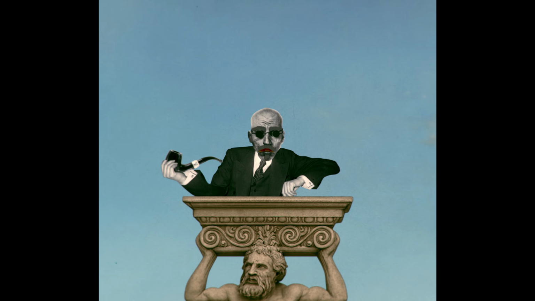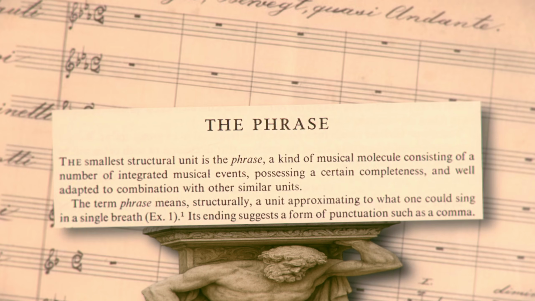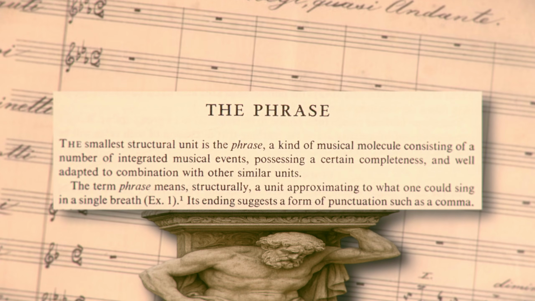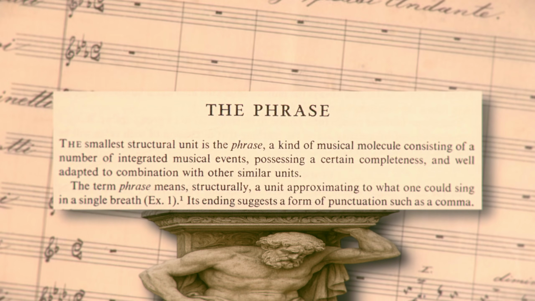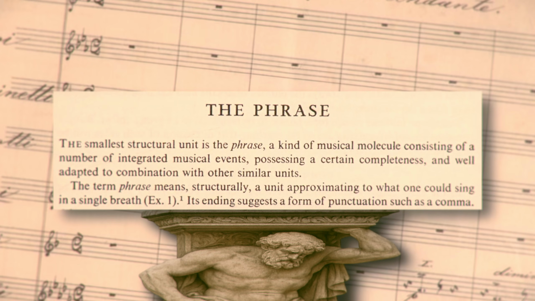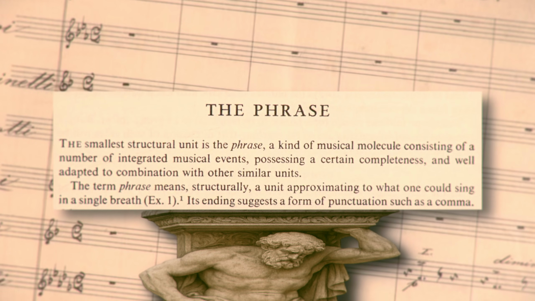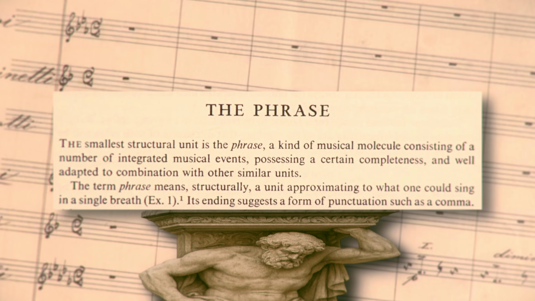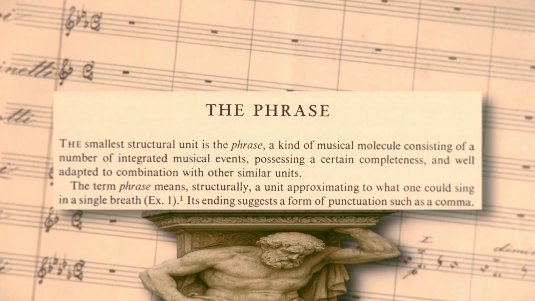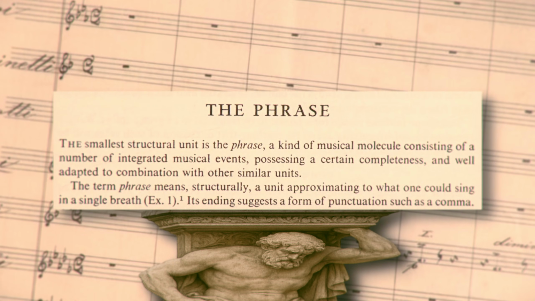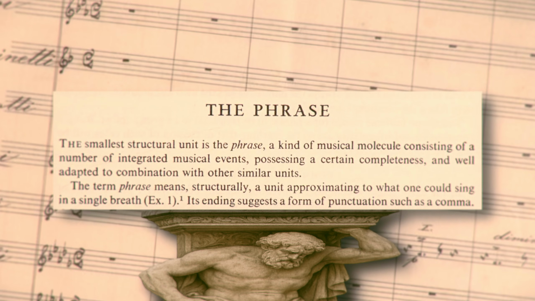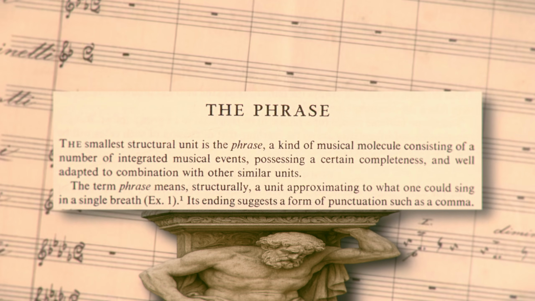Let's begin with a few quotations from the book. The smallest structural unit is the phrase, a kind of musical molecule consisting of a number of integrated musical events possessing a certain completeness and well adapted to combination with the other similar units. The term phrase means, structurally, a unit approximating to what one could sing in a single breath. Its ending suggests a form of punctuation, such as a comma.